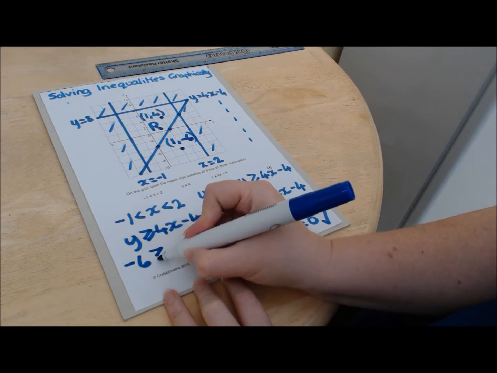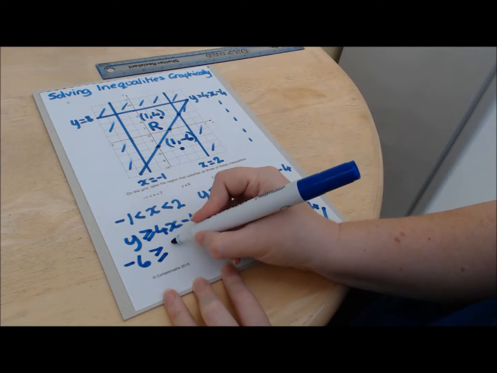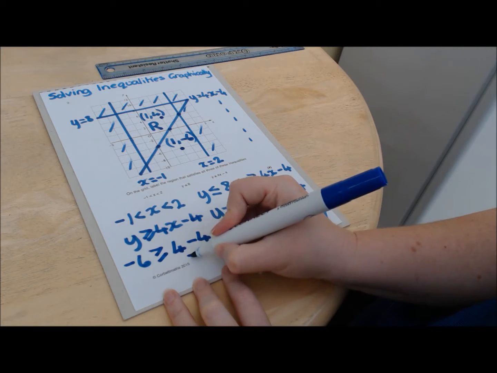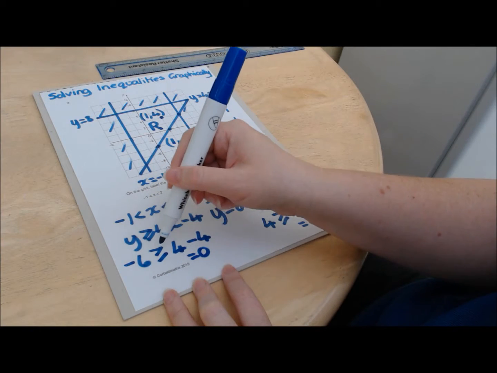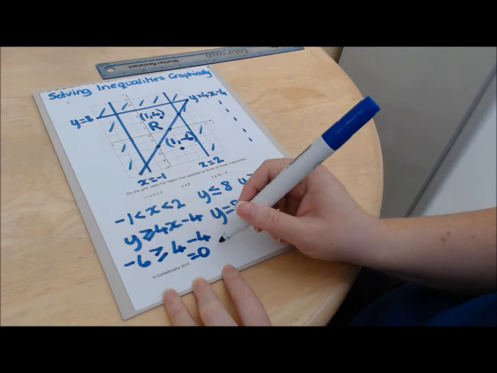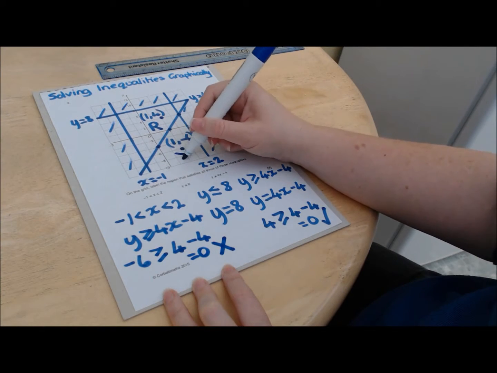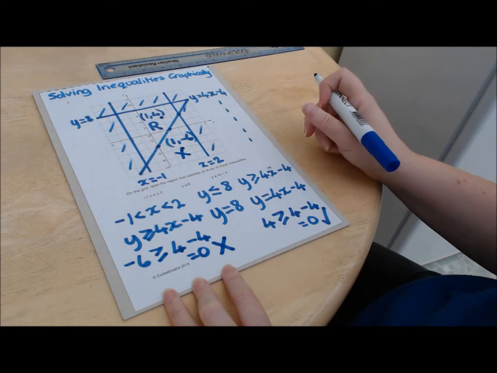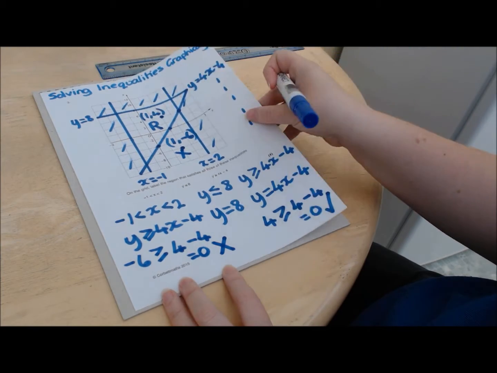Is that greater than or equal to 4 times 1, which is 4, minus 4? 4 minus 4 is 0. So is minus 6 bigger than 0? No, it's not. So this region is not included. So the region we're interested in is here. So I'm going to do some more examples for you.